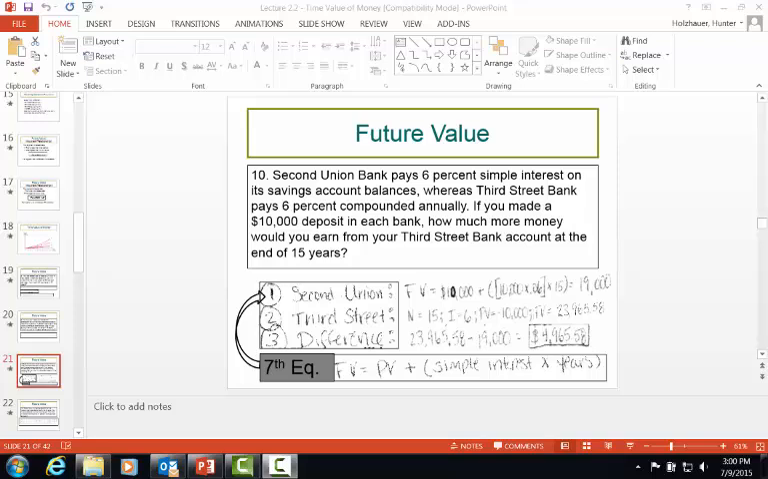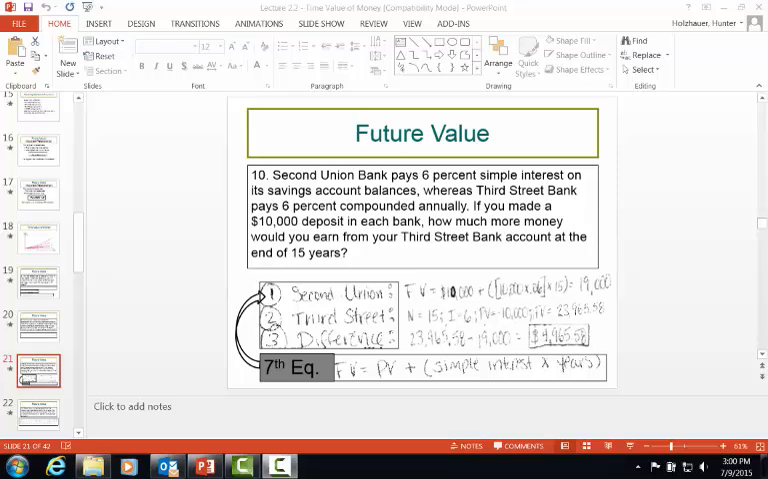Okay, Ross, I'd now like to switch to number 10 slide. In fact, let's look at problem number 10 to show the difference between simple interest and compounding interest. Second Union Bank pays 6% simple interest on its savings account balances, whereas Third Street Bank pays 6% compounded annually. Now, if you made a $10,000 deposit today in each of those two banks, how much more money would you earn from your Third Street Bank account at the end of 15 years? Now, why do we just assume that? Well, Third Street Bank is doing compounding, so you would expect there to be more money there.